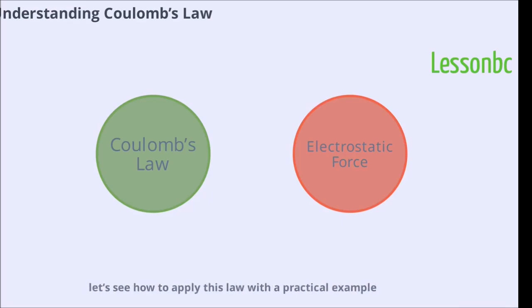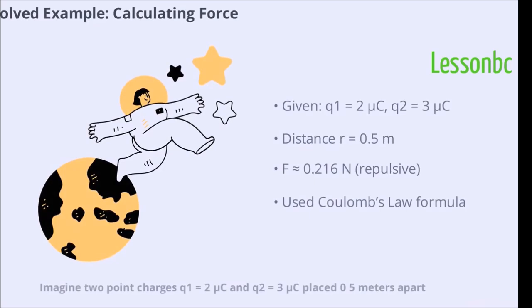Now let's see how to apply this law with a practical example, making the concept clearer and more relatable. Imagine 2-point charges. Q1 equals 2 μC and Q2 equals 3 μC placed 0.5 meters apart. To find the force between them, we use Coulomb's law, plugging in the values. F equals 8.99 times 10^9 Nm²/C² times 2 times 10^-6 C times 3 times 10^-6 C, over (0.5 m)².